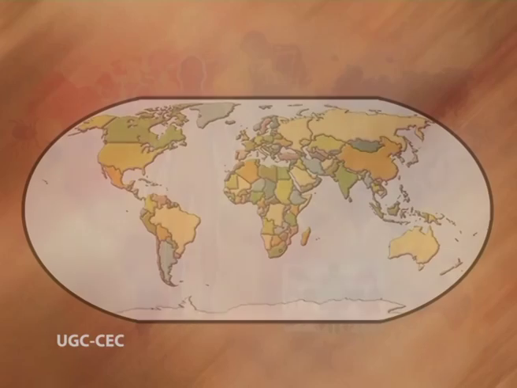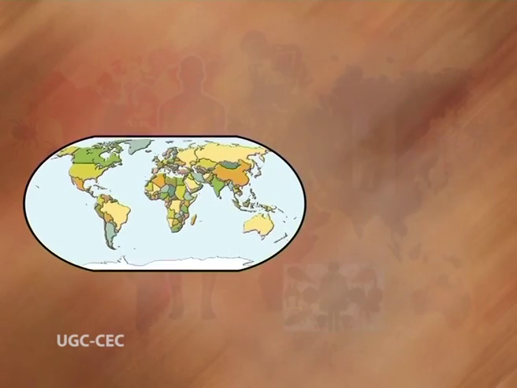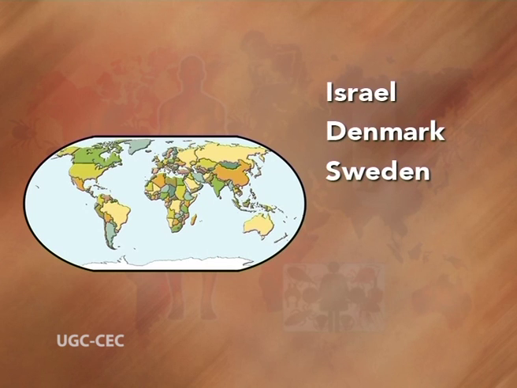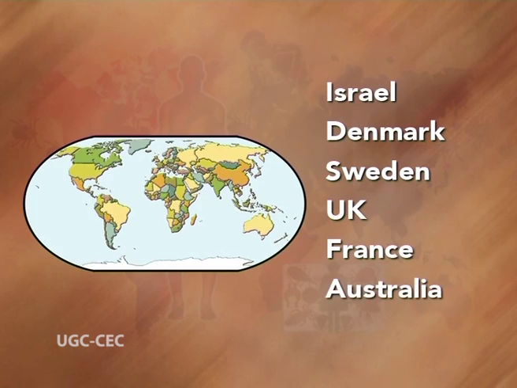High levels of louse infestation have also been reported from all over the world, including Israel, Denmark, Sweden, UK, France and Australia. Head lice can live off the head, for example on soft furnishings such as pillowcases, on hairbrushes or on coat hoods, for up to 48 hours.